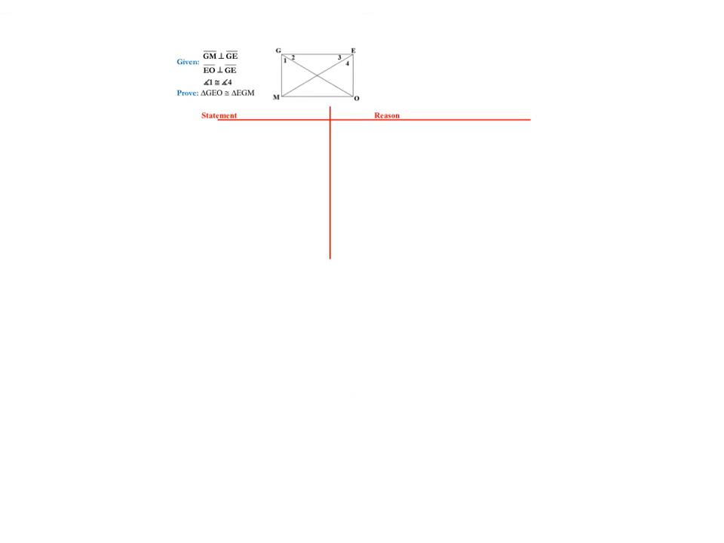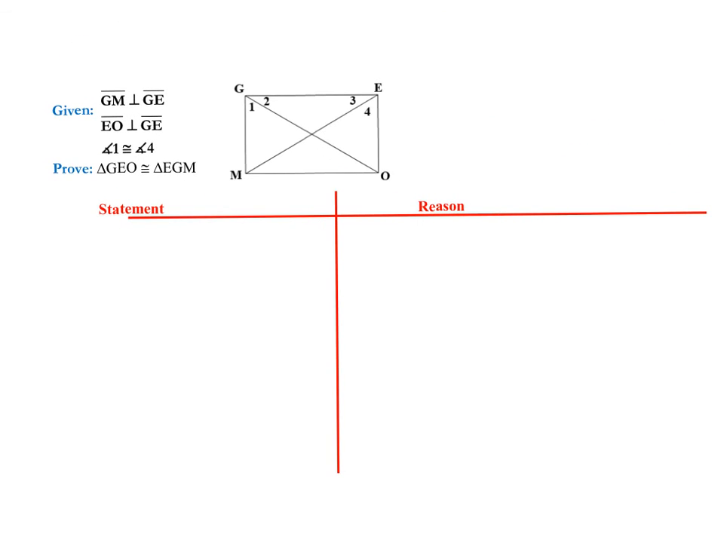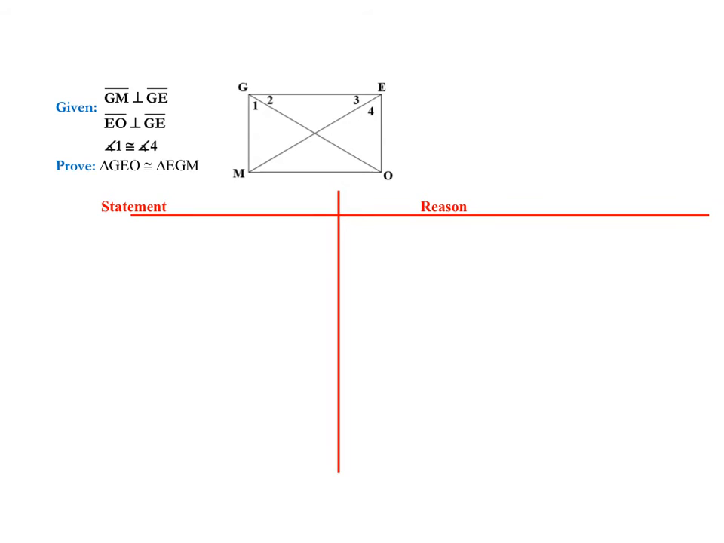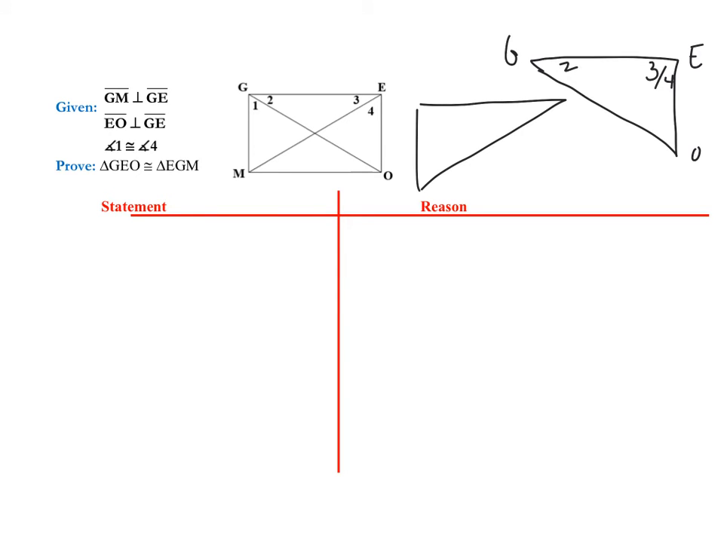Okay, and we have one last proof to go. Okay, and sometimes it helps to draw these triangles separately. So it wants GEO. This would be angle 2. This was angle 3 and 4. And then we also have triangle EGM. So E was angle 3, then this is angle 1 and 2, and then M.